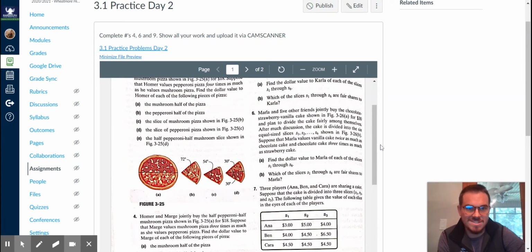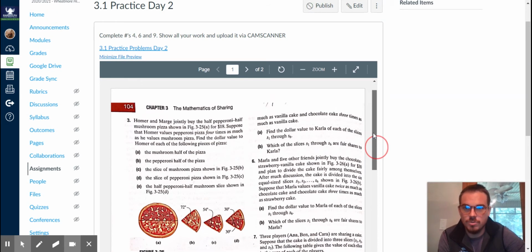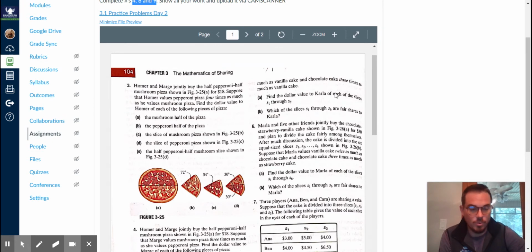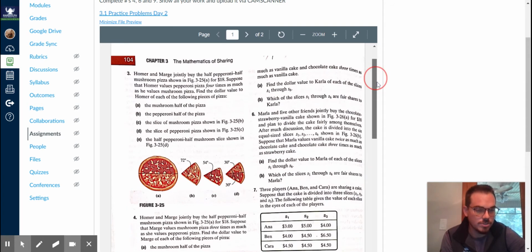All right, for your assignment today, you are to complete problems 4, 6, and 9. So 3 problems that we are going to complete today from 3.1 practice day 2. Once you're done with this, it's all a fair share that we're going to do. You've had 2 days on it. Email me if you have any additional questions.